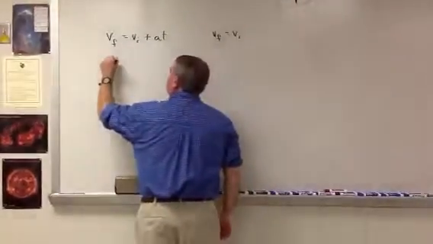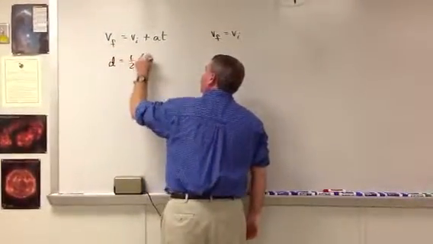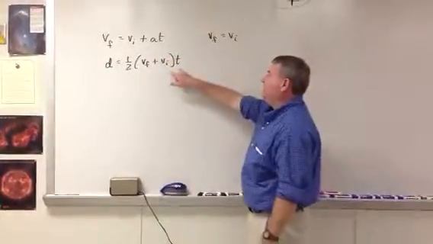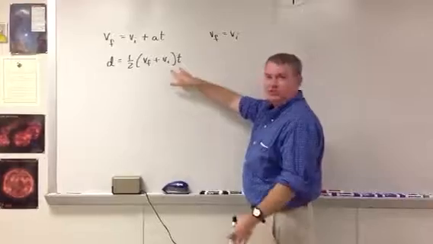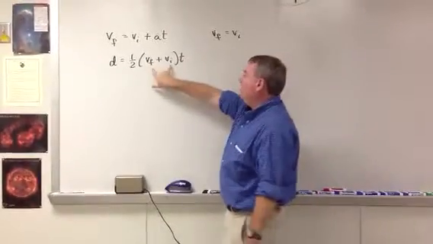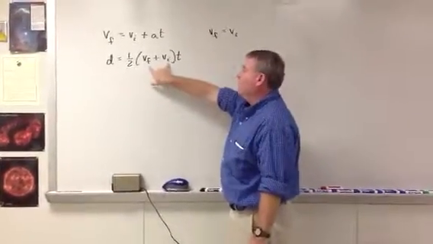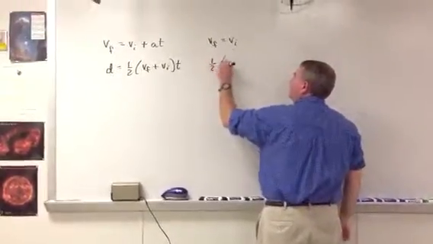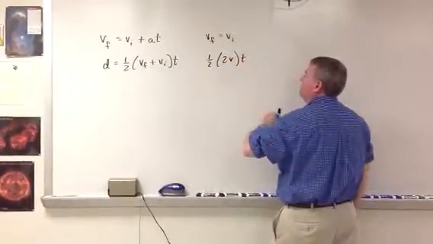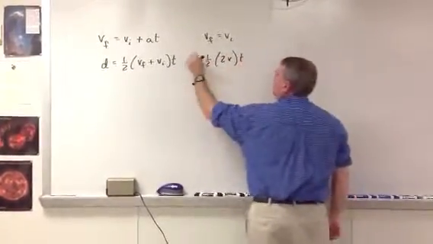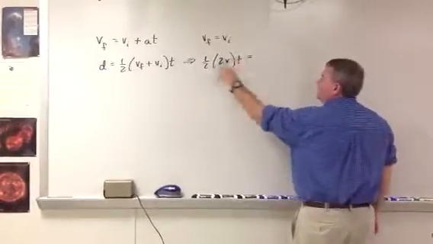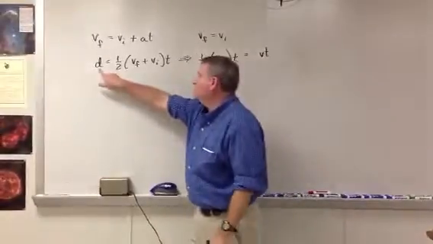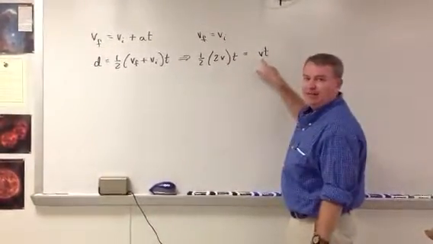The second equation, distance is equal to 1/2 (Vf plus Vi) times time. It doesn't have an acceleration in it, so you can't put 0 for anything. But if Vf is equal to Vi, you add them together and that's 2V. So this would be 1/2 times 2V times time, which is 1/2 times 2 is 1, Vt. So you get distance equals velocity times time in the second equation.